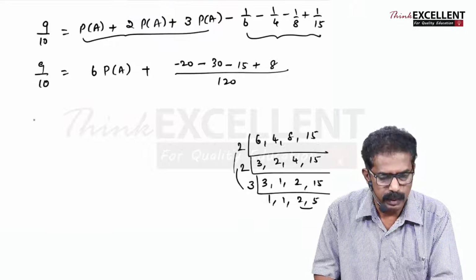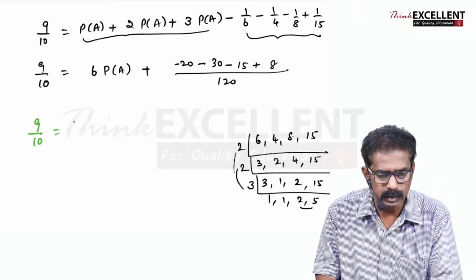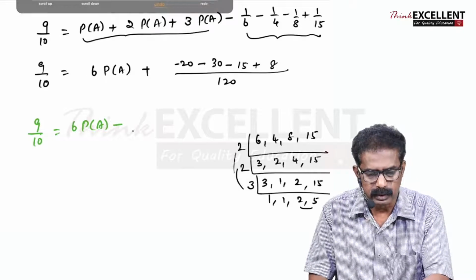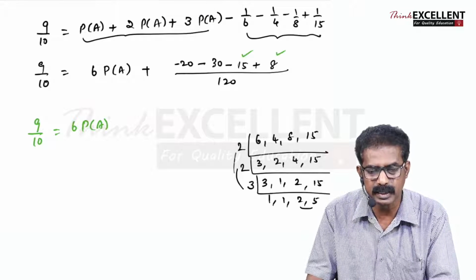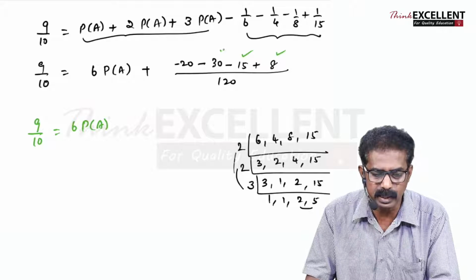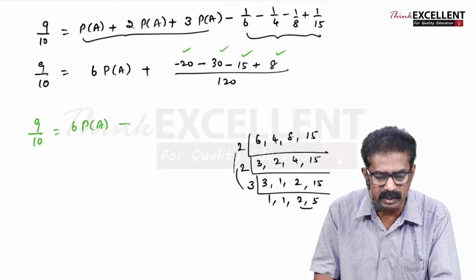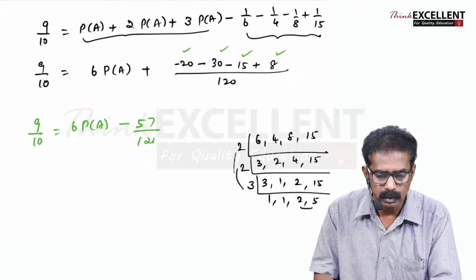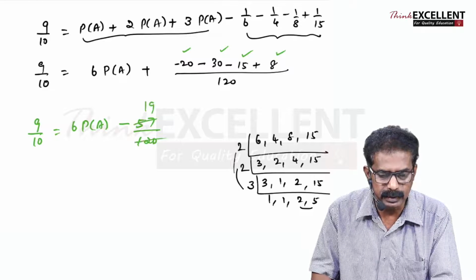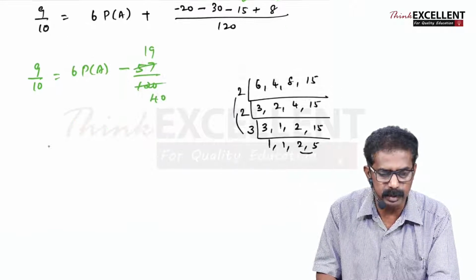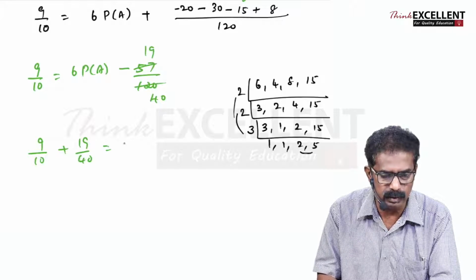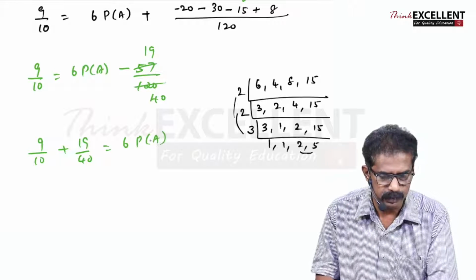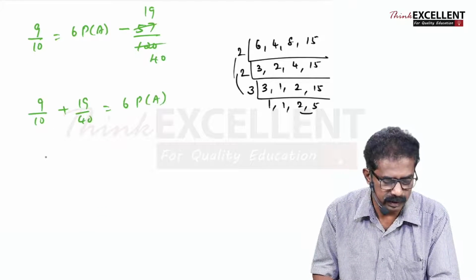So you are getting 9 by 10 is equal to 6 times P of A plus, let us see, plus or minus, because minus is more: minus 15 plus 8 is minus 7. So minus 7, minus 30, minus 37, so minus 57 you'll get. You can cancel by 3 table, 19 and 40. Bring that negative term to the left side, 9 by 10 plus 19 by 40 equal to 6 times P of A. So here you take 40 as LCM.